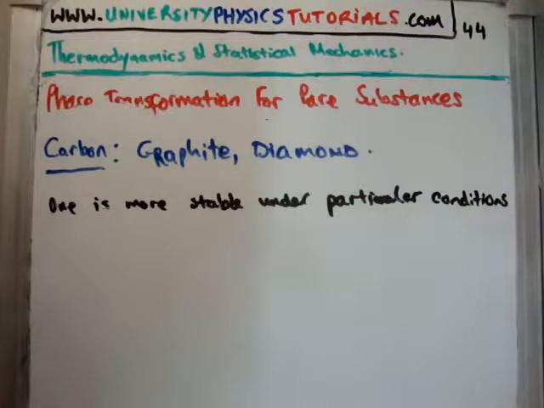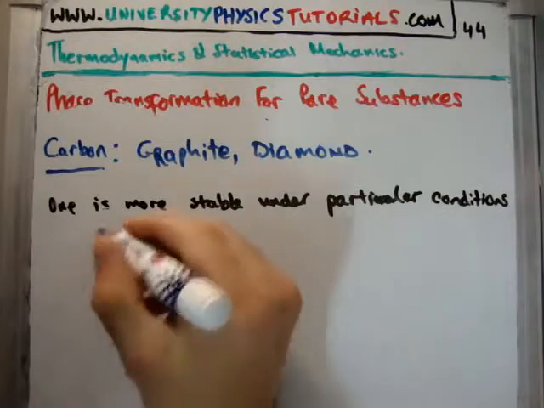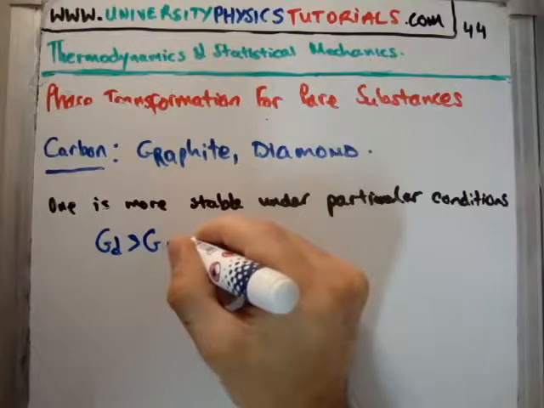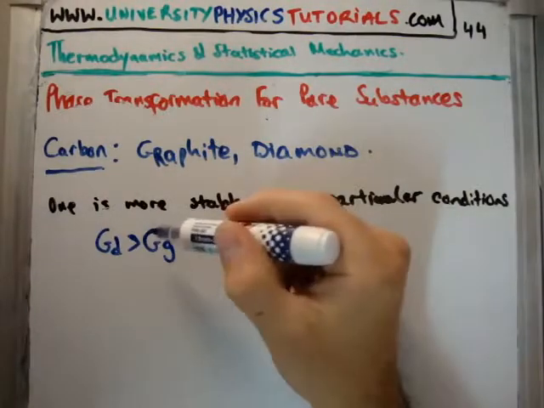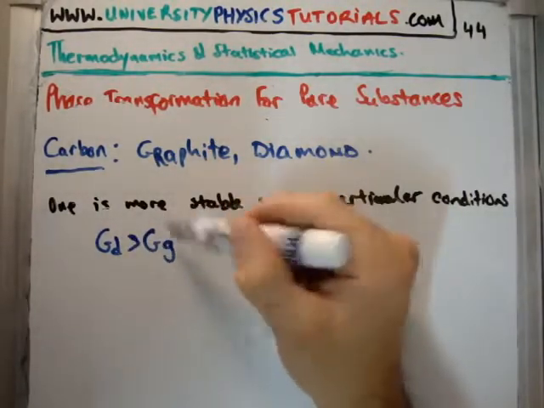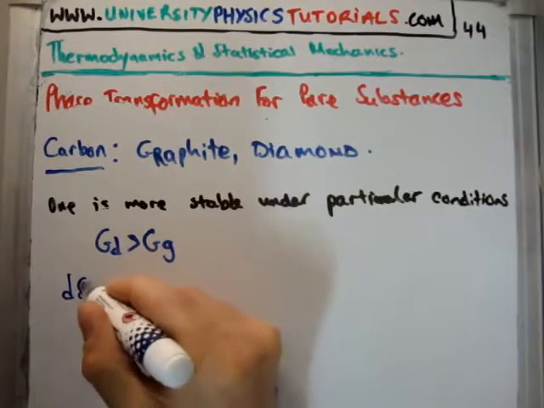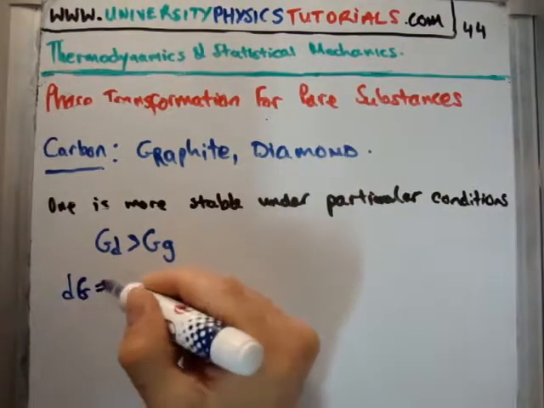So let's look at the Gibbs free energies of graphite and diamond. We'll find that the Gibbs free energy of diamond is greater in general than the Gibbs free energy of graphite. But this is the minimum of the two. So usually it is the case that graphite is the more stable because it has the minimized Gibbs free energy or the maximized entropy. So that's why graphite is usually the more stable.